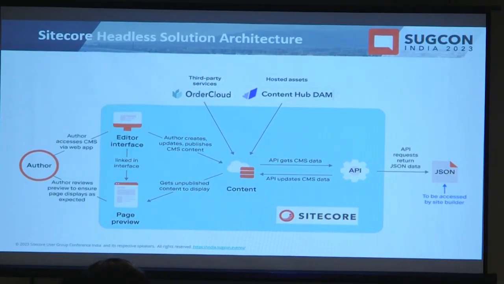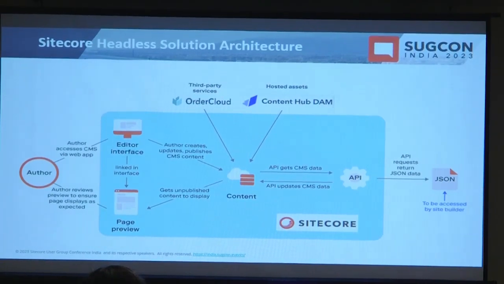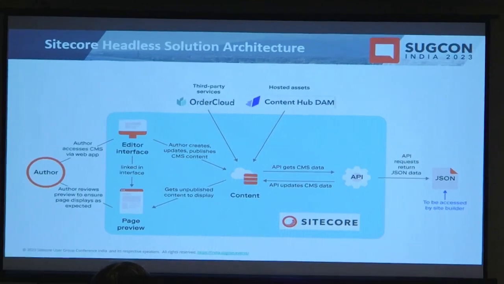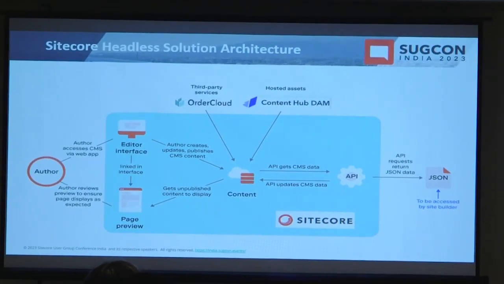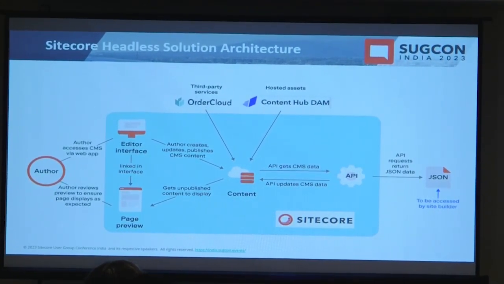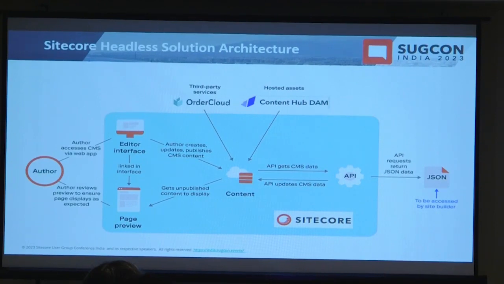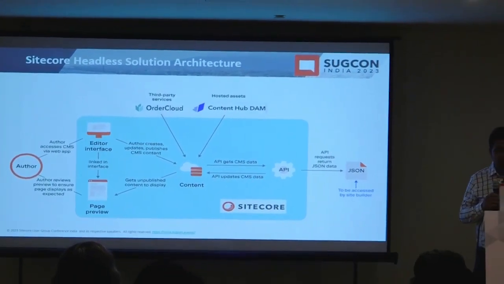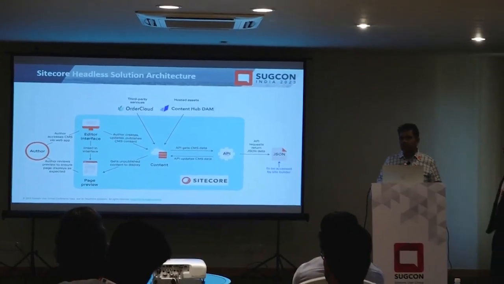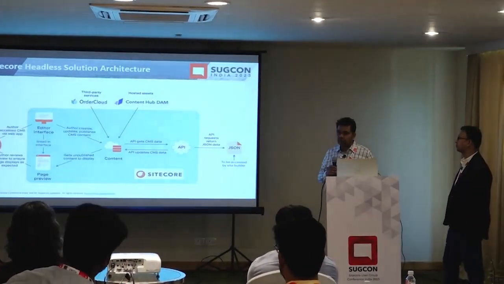Here you see on the left-hand side, all your authors are using the Sitecore interface for editing pages, creating new components and pages, those sort of things. They do all their content management work and publish. That content gets published into an API. In Sitecore language, they call it Edge, published to the Edge, and from Edge, JSON comes to the front-end service, and you will see your content.